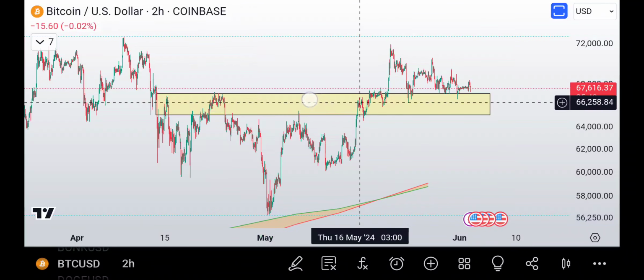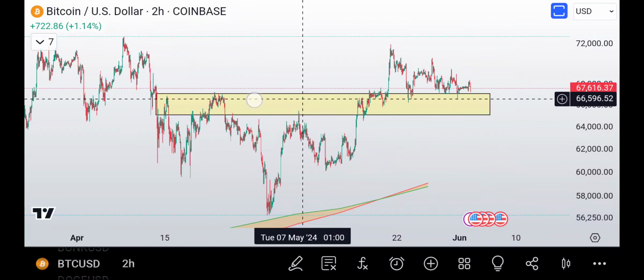So all of this resistance in here, we broke out. We're testing it as support, right? We're basically consolidating on top of this breakout level. So let's see if we can continue to back test and continue to hold and finish up this triangle and continue higher. So that would be idea number one, right?